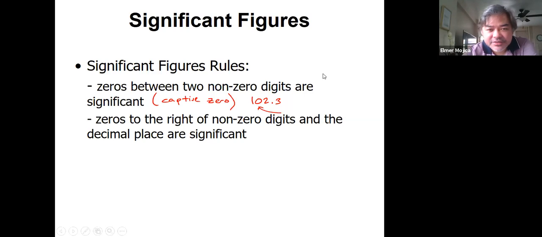Another significant figures rule among zeros is the so-called zeros to the right of non-zero digits and the decimal place are significant. So this is zero to the right of non-zero digits and the decimal place. So these are the trailing zeros.